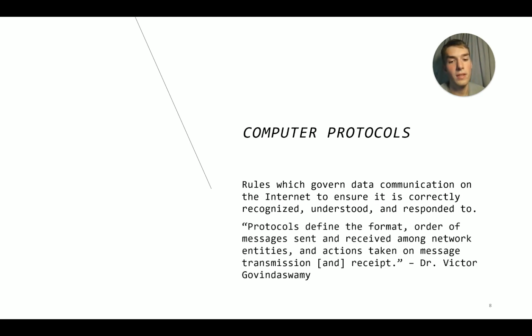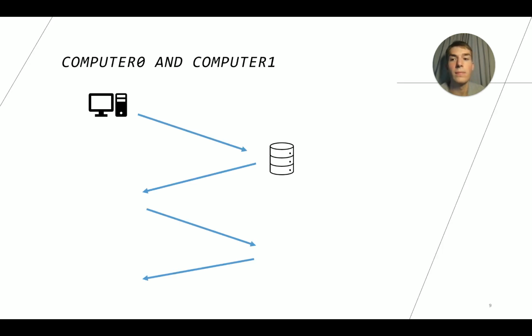Dr. Govindaswamy put it this way: protocols define the format, order of messages sent and received among network entities, and actions taken on message transmission and receipt. They govern the whole gamut of what you're supposed to say and what you're supposed to do on the internet. So let's take this Alice and Bob example and adjust it a little bit to get a picture of what's really going on. Now, of course, a computer isn't speaking English to another computer, but they are going to speak in a language that's governed by the protocol that they're using. An example of a protocol is TCP, and we'll talk about some more examples later.